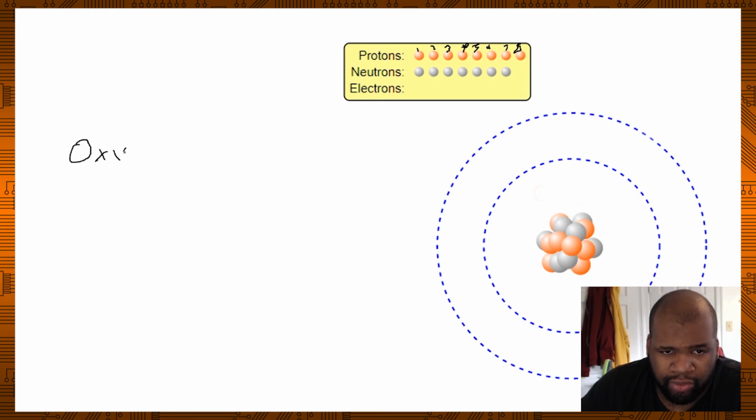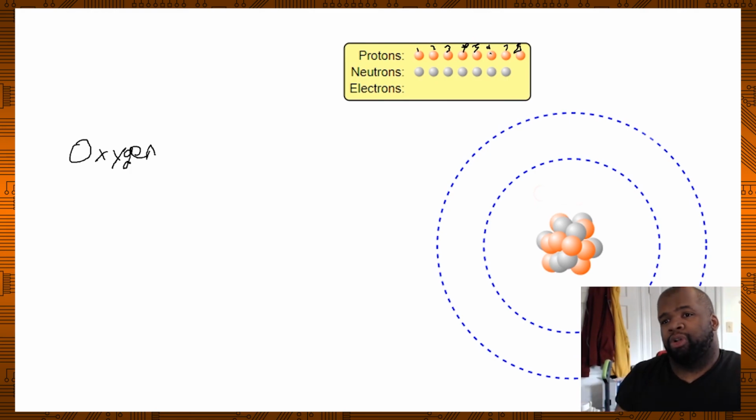So go ahead and write that, oxygen. And remember, we figure out our element names just from the protons. Protons are the atomic number, so we look at the protons, we figure out the atomic number, we look at the periodic table. So we have 8 protons.